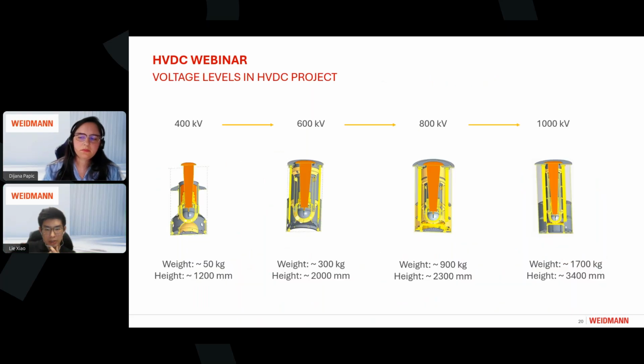So here is a comparison of the BTA for different voltage levels. Here you can see the complexity of the BTA, and the weight and the height increase. It is a nonlinear relationship, because the weight and the height increase enormously, and the higher the voltage, the more complex the design you would have. Next page, please.